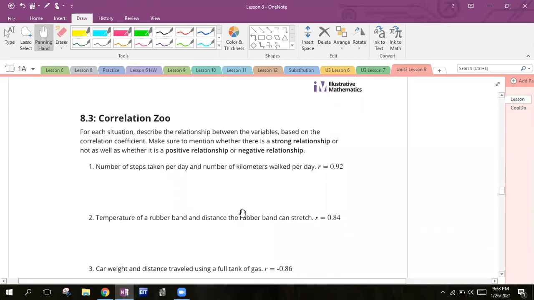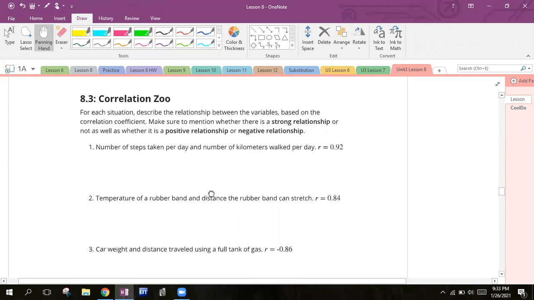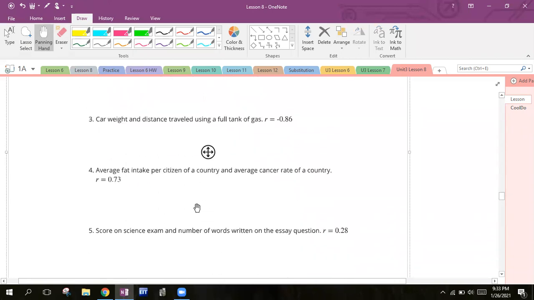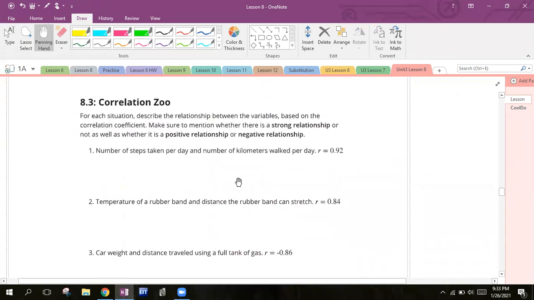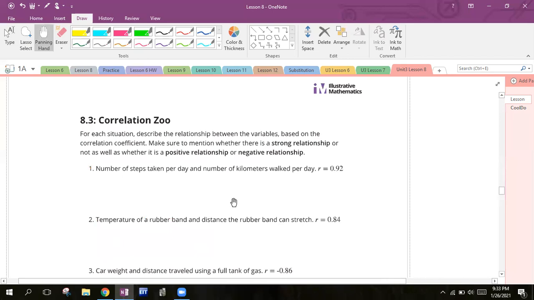Moving on, this part will be really easy, I think, for y'all. So don't panic, because there are 6 questions to it. These aren't like 8.2. It says, for each situation, describe the relationship between the variables based on the correlation coefficient. Make sure you tell whether it's a strong relationship or not, aka you can just put whether it's weak, and if it's positive or negative.